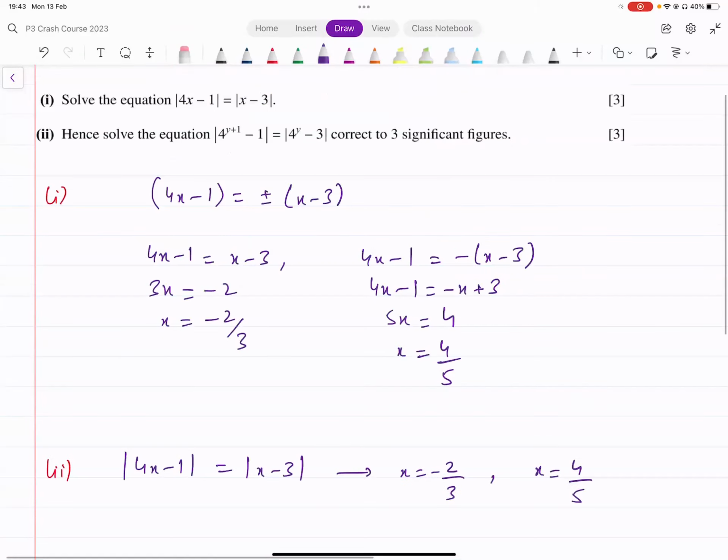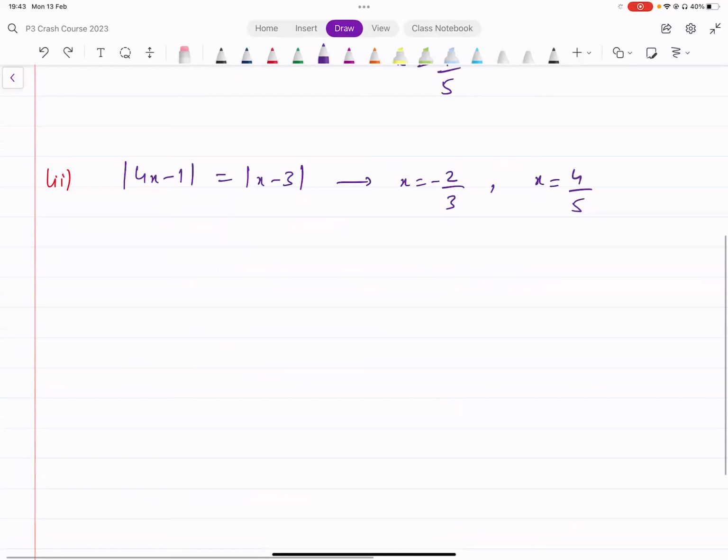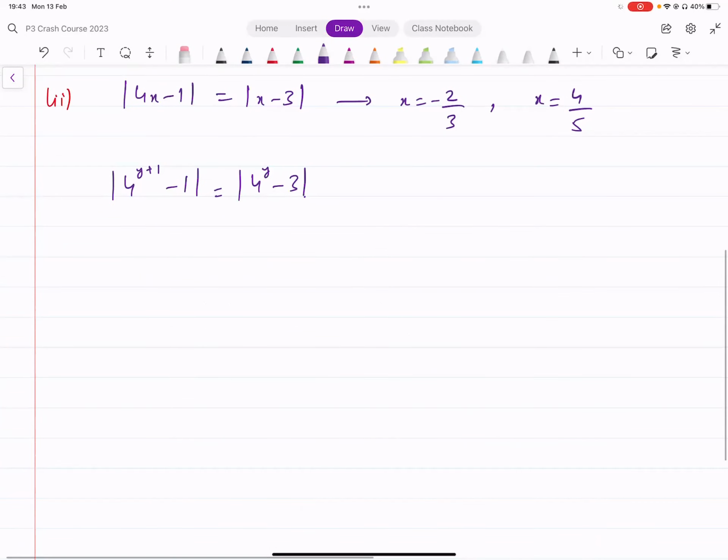In the second part now, they're asking us to solve this equation: 4 raised to power y plus 1, minus 1, equals 4 raised to power y minus 3. This is the second part. We need to find the values of y from this equation. And they're saying you have to use the first part somehow. Now, what does that mean?